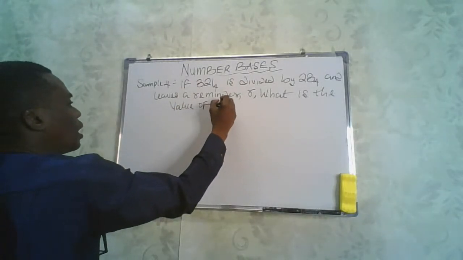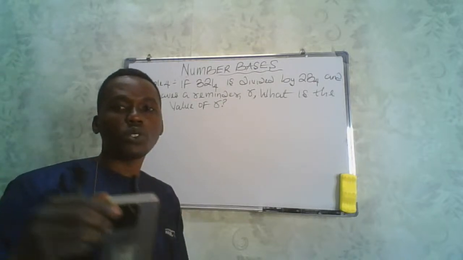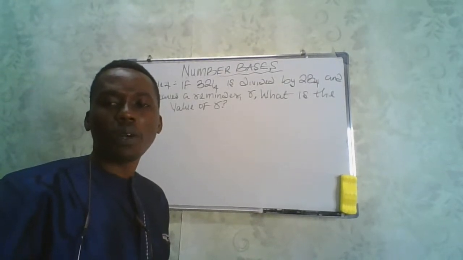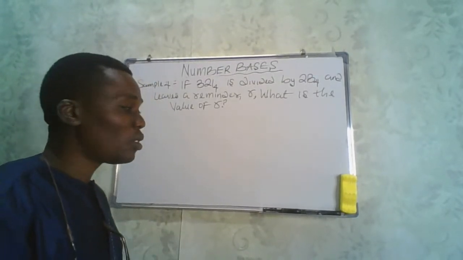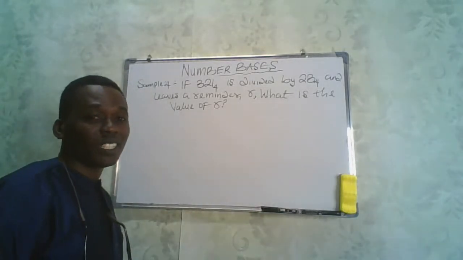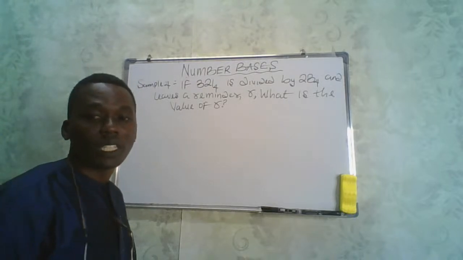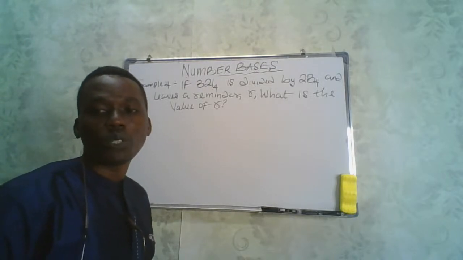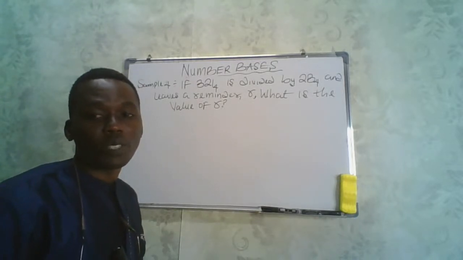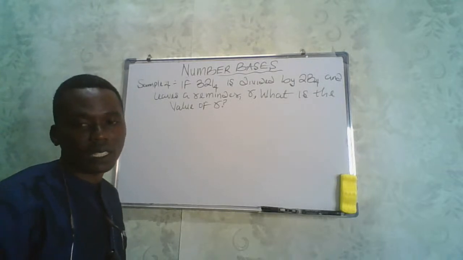Now, this is very, very interesting because you are given the two numbers, both in base what? In base 4. So it makes that question very, very interesting. So we are given 3, 2, 1 in base 4 divided by 23 in base 4. So since both of them are in the same base, we can easily solve that question.